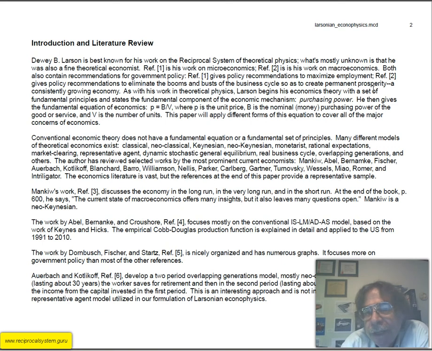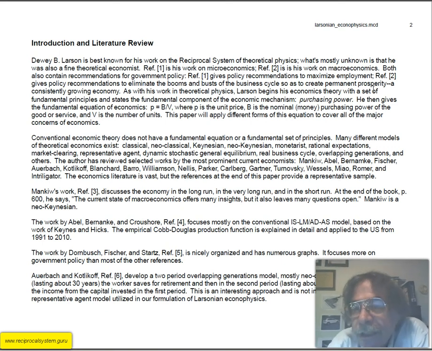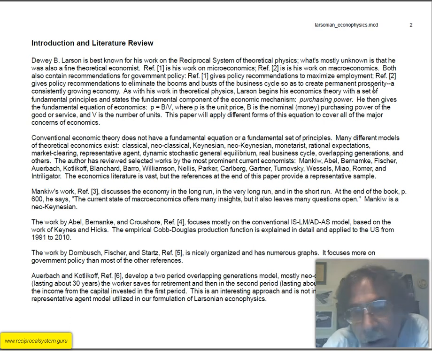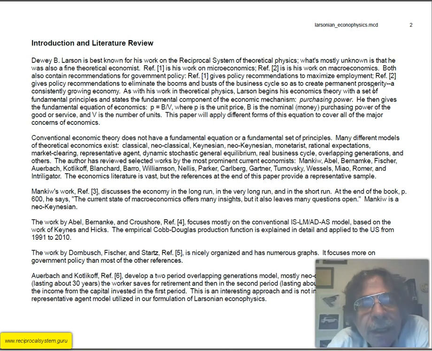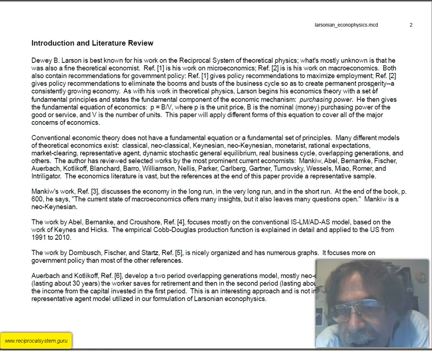Dewey B. Larson is best known for his work on the reciprocal system of theoretical physics. What's mostly unknown is that he was also a fine theoretical economist. Reference 1 is his work on microeconomics. And by the way, we'll go back to the references at the end of the paper. But reference 1 is his work on microeconomics, and reference 2 is his work on macroeconomics. Both also contain recommendations for government policy. Reference 1 gives policy recommendations to maximize employment. Reference 2 gives policy recommendations to eliminate the booms and busts of the business cycle so as to create permanent prosperity, a consistently growing economy.